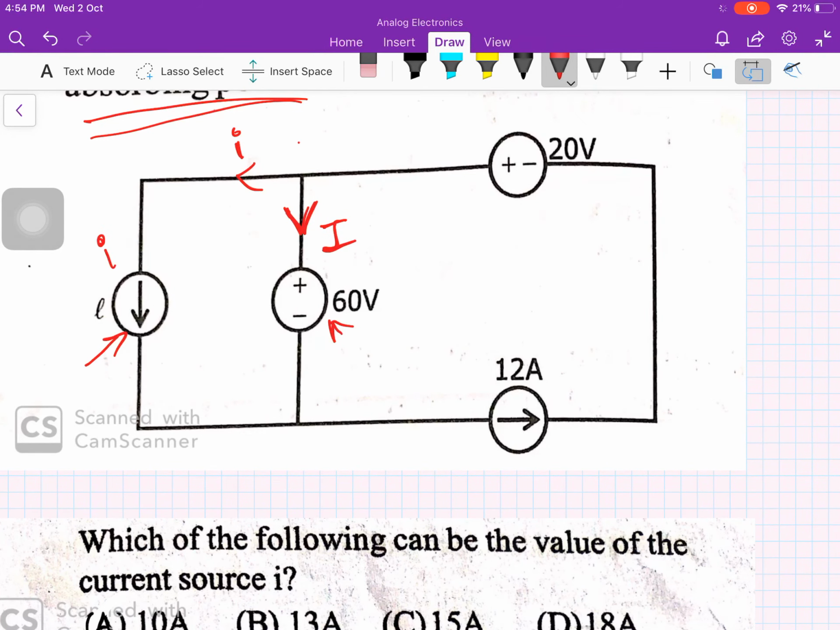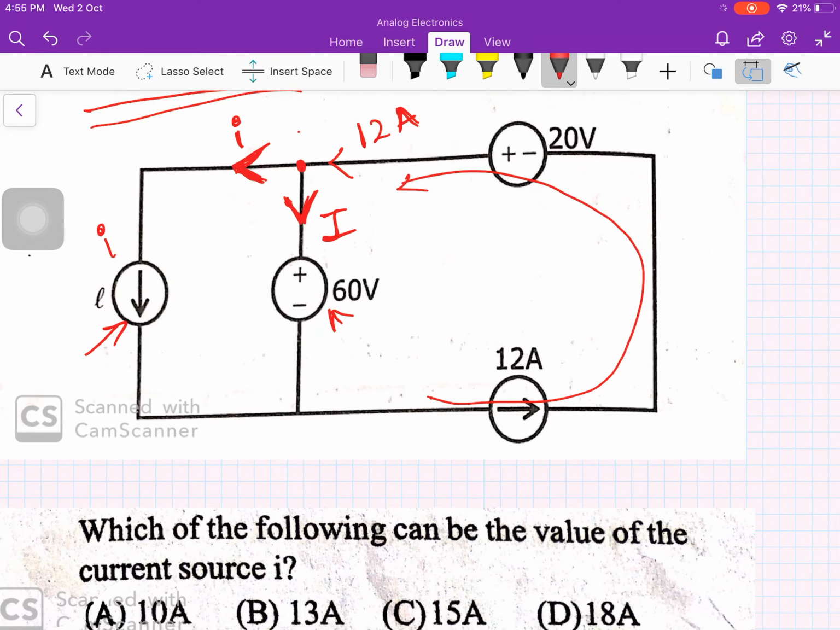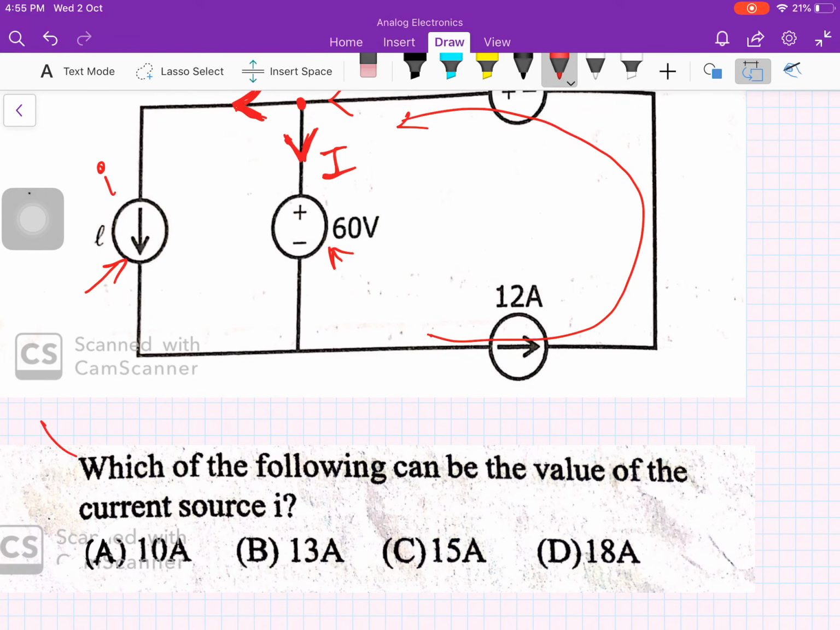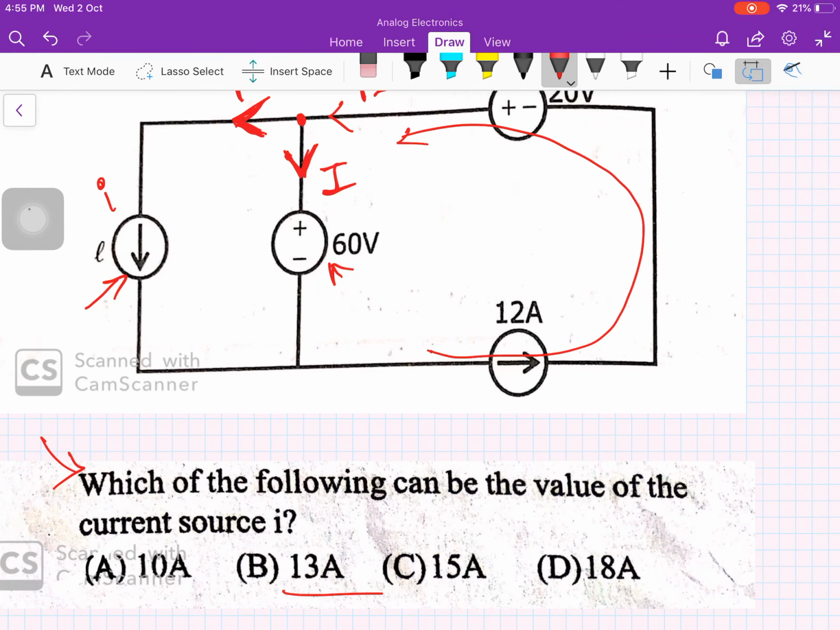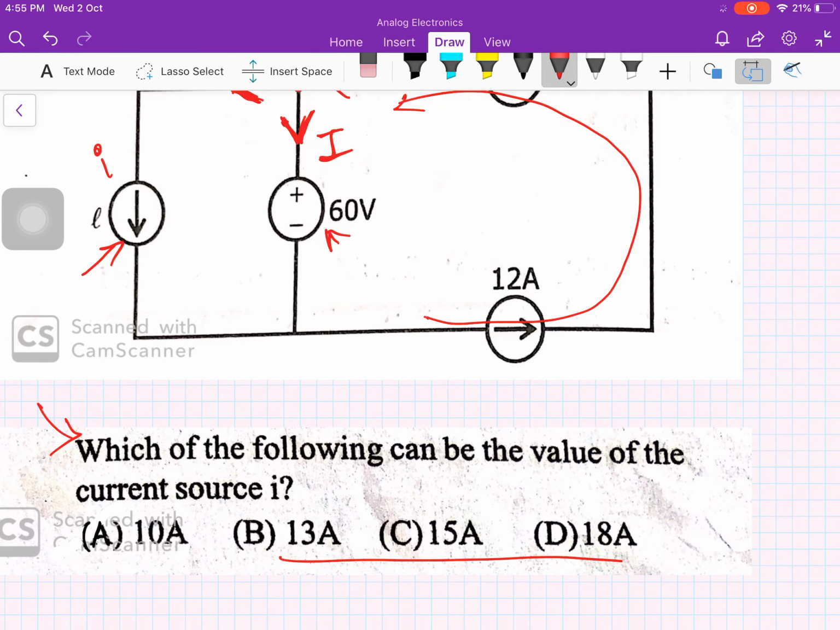Okay, so I is flowing here. At this node, since 12 amps is flowing, it will come here also, so here I'm getting 12 amps. Since the directions of these currents are kind of splitting, the value here will be something less than 12 amps, correct? So if we see the options here, 13, 15 and 18 are more than 12, so these can't be the correct answer. So the answer is 10 amps. Okay, thank you.